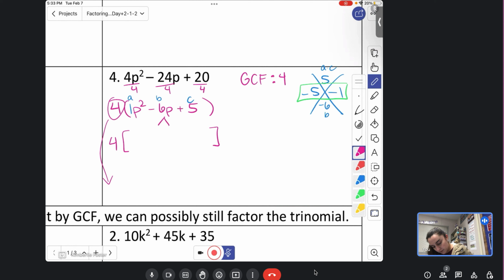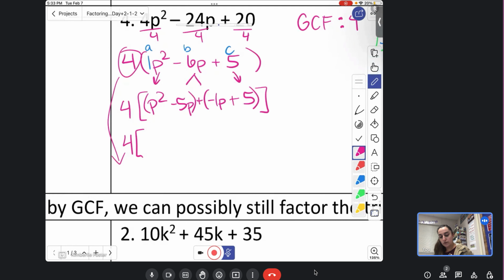So I'm breaking up this negative 6p into a negative 5p and a negative 1p. All right, so I'm going to bring down my 5 and my p squared, and close off those parentheses. Okay, continuing to bring down my 4 and my bracket, I am now going to factor out my GCF from both terms, or I should say from both binomials, and when I do that, what I'm left with inside my parentheses should match, right?